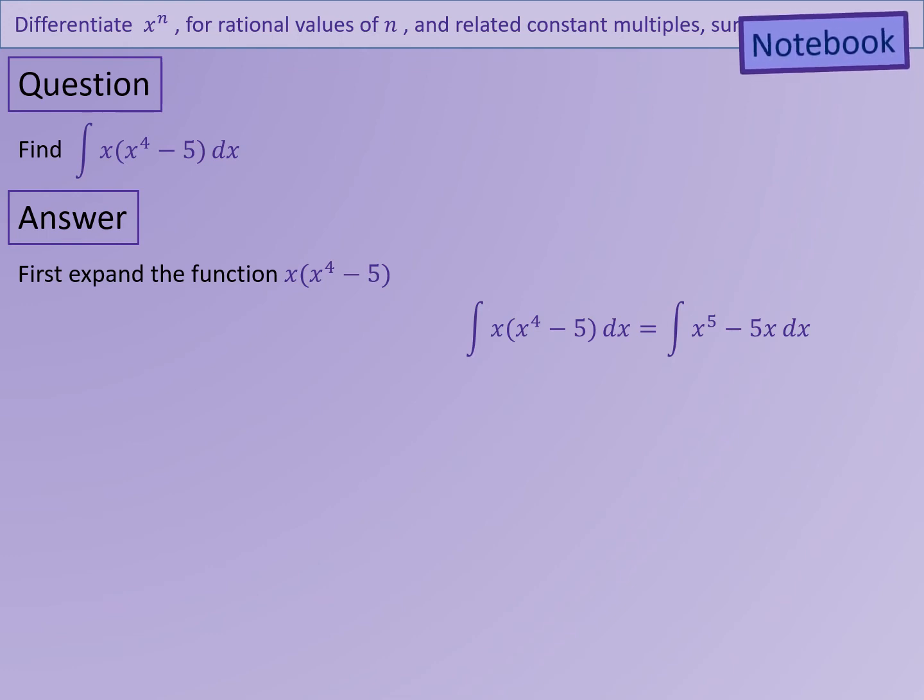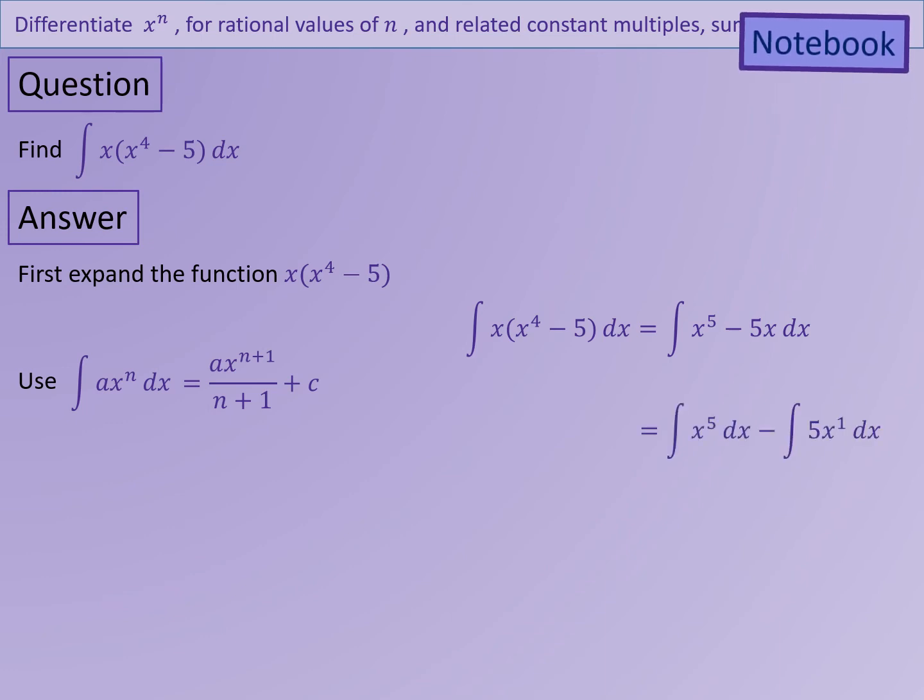So what happens if I integrate each of these two terms? Well, using this rule of integration that we just wrote down in our notebooks, we will end up with 2 separate integrals, as you're seeing here. And the first one will give me x to the power of 6 over 6. The second one will give me minus 5x squared over 2. And then don't forget the plus c as our constant of integration.